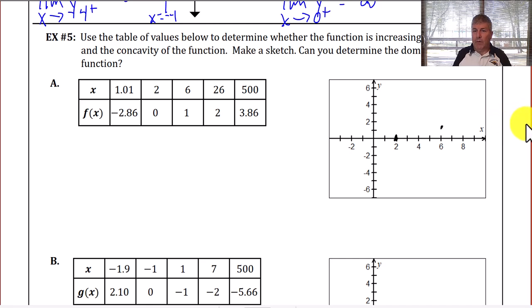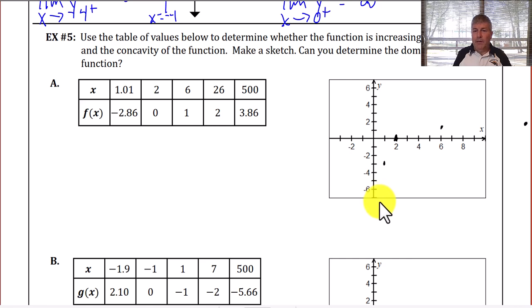Well, that's going to be way out there. 500 on the x, okay, and then 1.01 on the x, and negative 2.86, that'd be negative 3, so that'd be about right there. So we get a picture of what our graph is looking like.